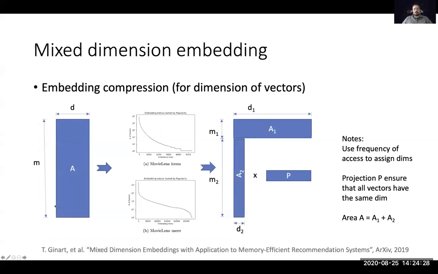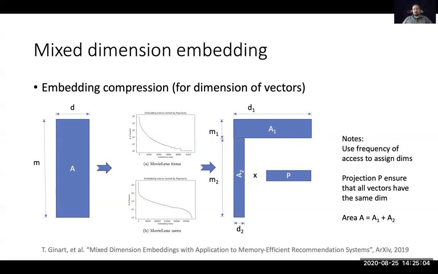Another technique that we have developed is called mixed dimension embedding technique. This technique attacks compression from a different angle. Rather than reducing the number of vectors, it tries to either reduce the dimension of the vector or keep the budget for the number of parameters in embeddings the same, but distributed differently. The core idea is that some of the embeddings are more popular or more frequent than others, which is very common in many different data sets because, for example, some of the movies are more popular than others.